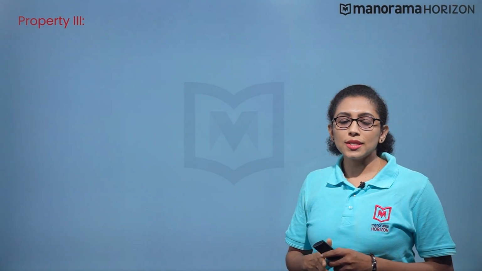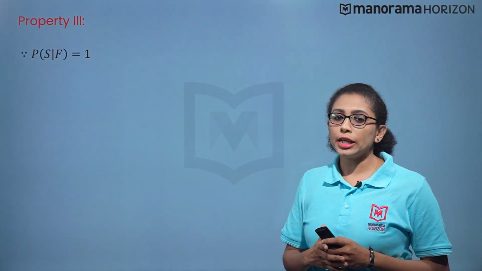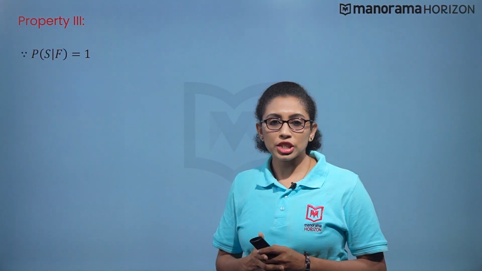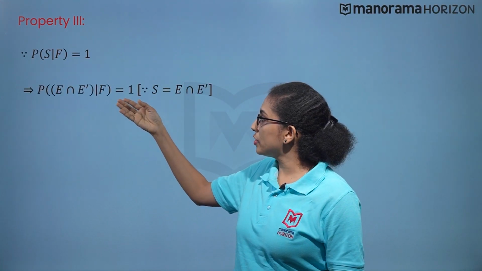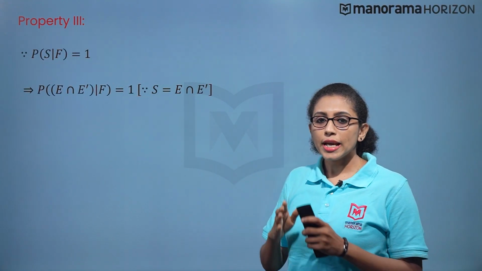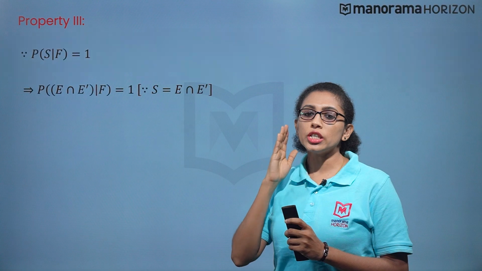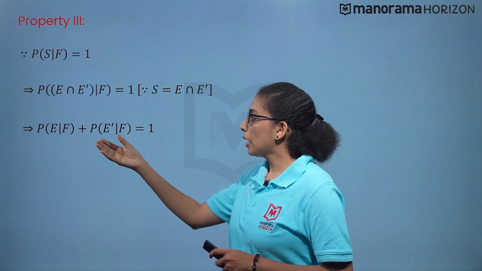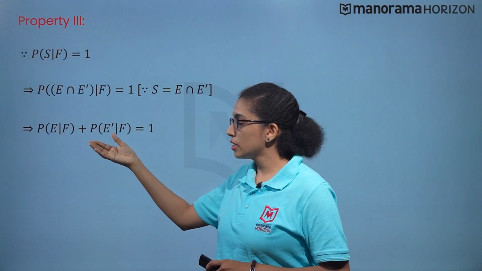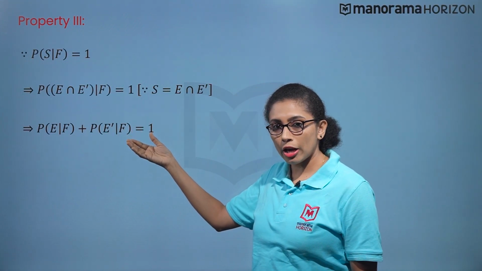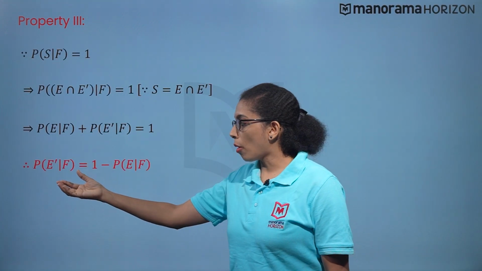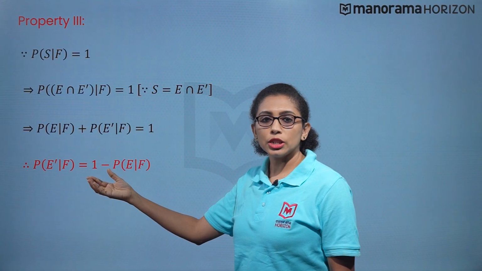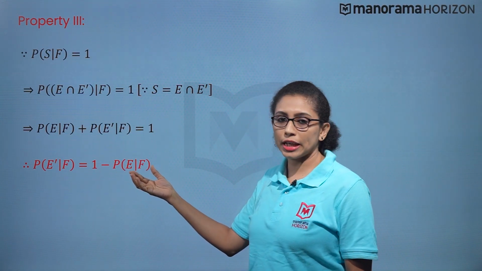Now, let us discuss the third property of conditional probability. Since the probability of S given F is 1, which implies that P of E union E complement given F is equal to 1, because S is equal to E union E complement, which implies that P of E given F plus P of E complement given F is equal to 1. Therefore, P of E complement given F is nothing but 1 minus P of E given F, taking this to the other side.